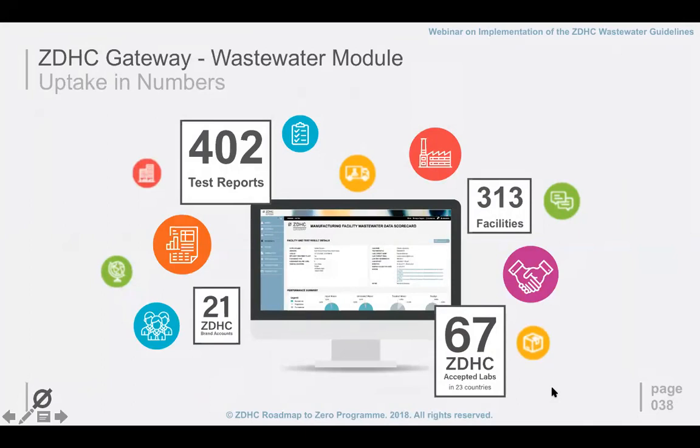So at the moment, we have over 400 test reports online, and 313 facilities have joined the ZDHC Gateway Wastewater Modules. 21 brands are supporting this initiative, and currently there are 67 laboratories that are accepted for testing according to the ZDHC Wastewater Guidelines. You can find the list of accepted laboratories on our website. You could fill in your information and download it. Next slide, please.